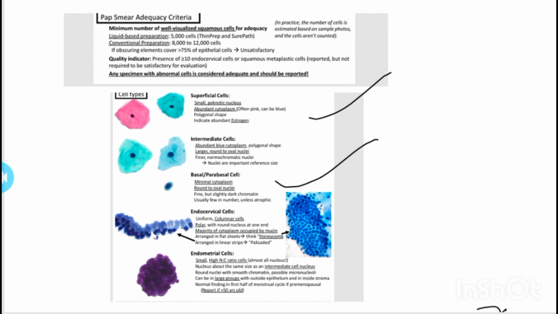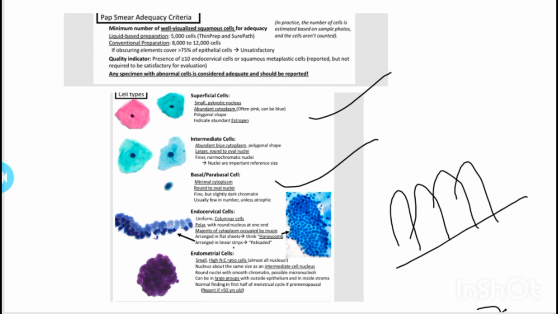Next, coming to the glandular component. In the glandular component, you have endocervical cells. How do these endocervical cells appear in a pap smear? Either in the honeycomb pattern or in the palisaded pattern, that is a fencing pattern, they are present.